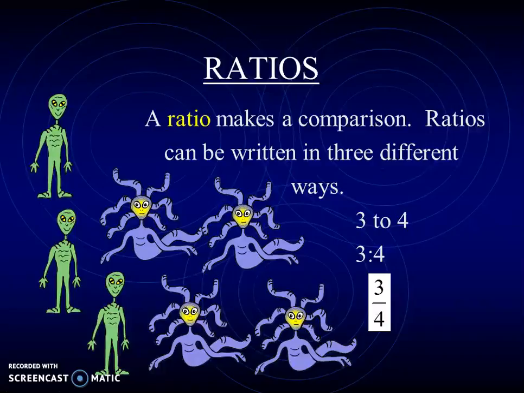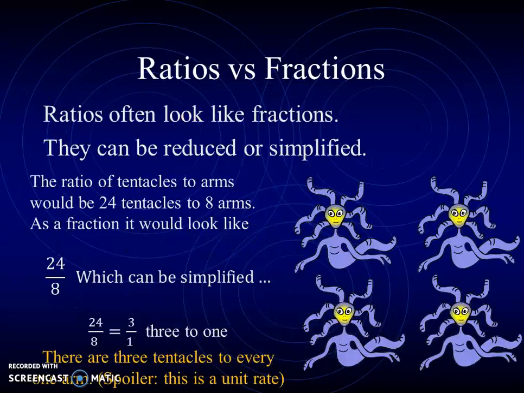A ratio makes a comparison. They can be written in 3 different ways. They can be written 3 and then the word "to," T-O, 4, 3 to 4. They can be written 3 colon 4. And then the way we're going to use them most often is that they're going to look like fractions. They aren't fractions, not exactly, but they do work like them to a certain degree. So let's look at some differences between ratios and fractions, differences and similarities.